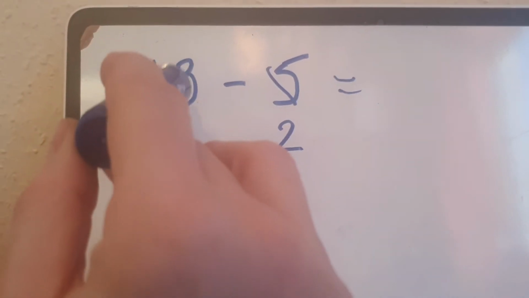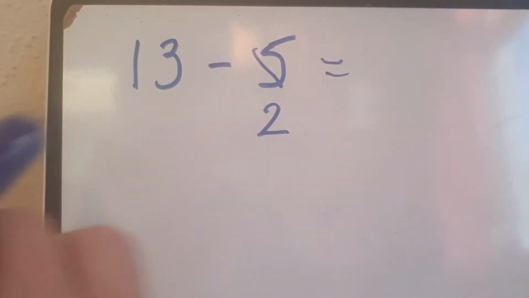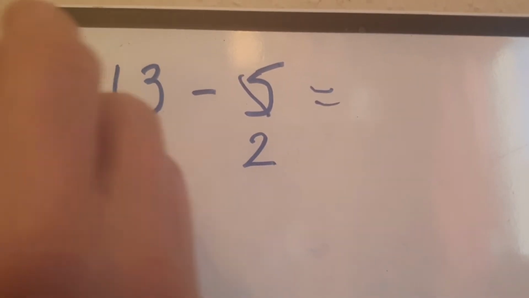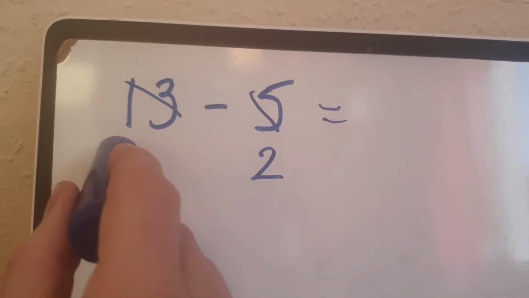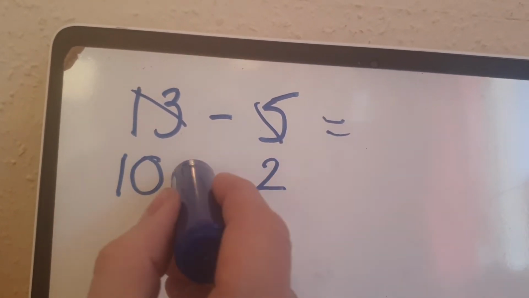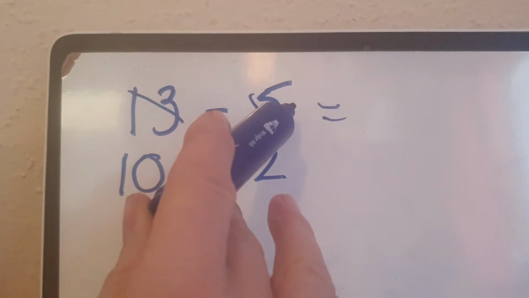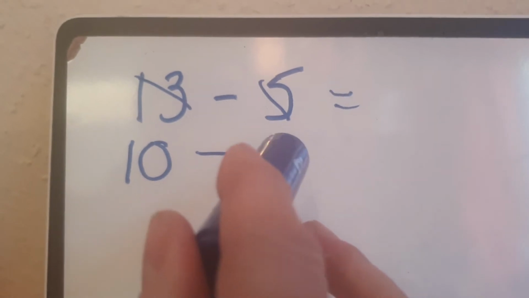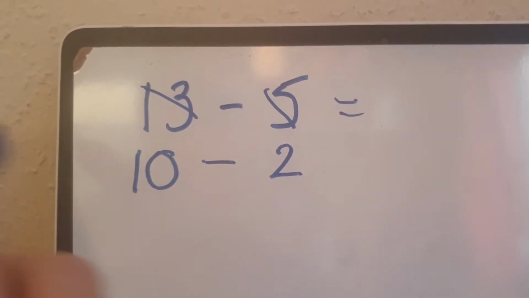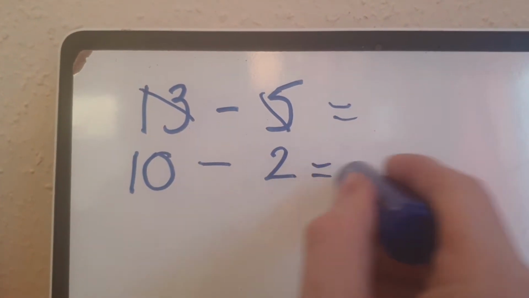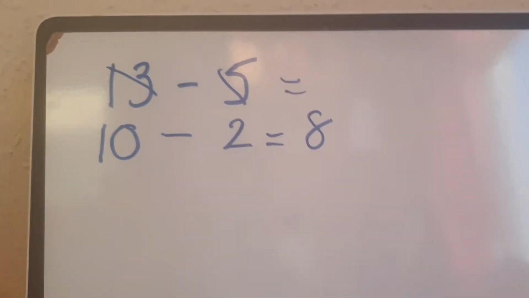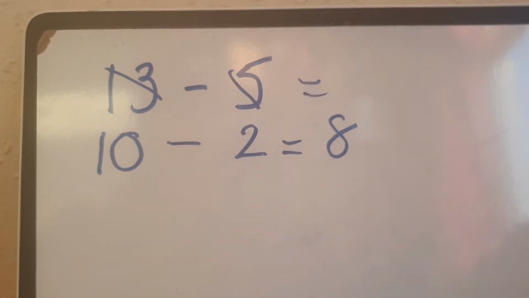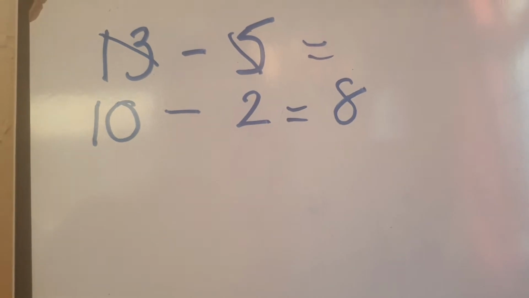And the reason I've done that is so I can take away 3 from my 13 to make 10. Okay, so whatever I do here, I need to do to here as well. So now we're left with 10 take away 2. 9, 8. And it's just a dead easy way to do things where we take it back to the next 10, or the 10 before.